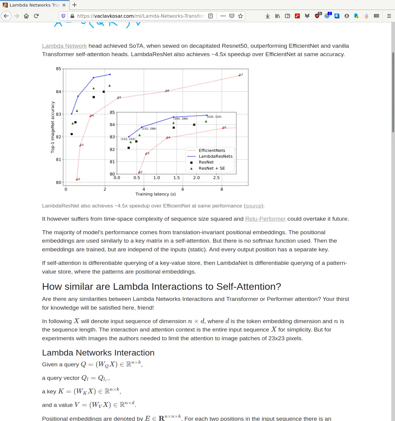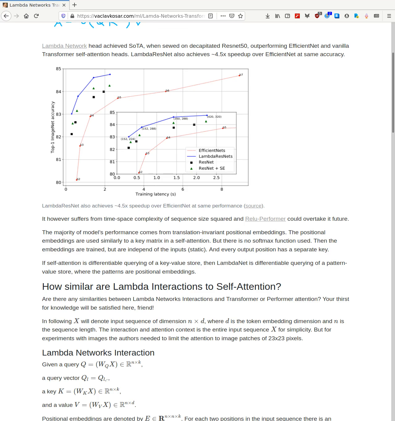Lambda Network achieved state-of-the-art when it was suited on a decapitated ResNet 50, and outperformed EfficientNet and the vanilla transformer with self-attention heads. LambdaResNet also achieves a 4 times speedup over EfficientNet at the same accuracy.